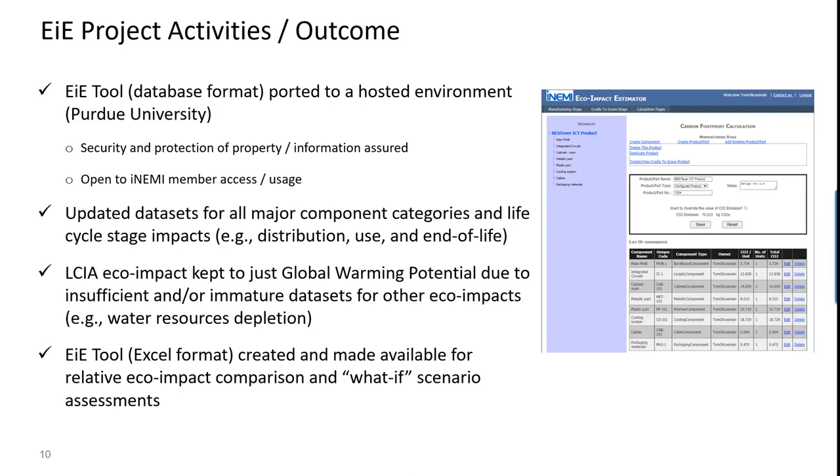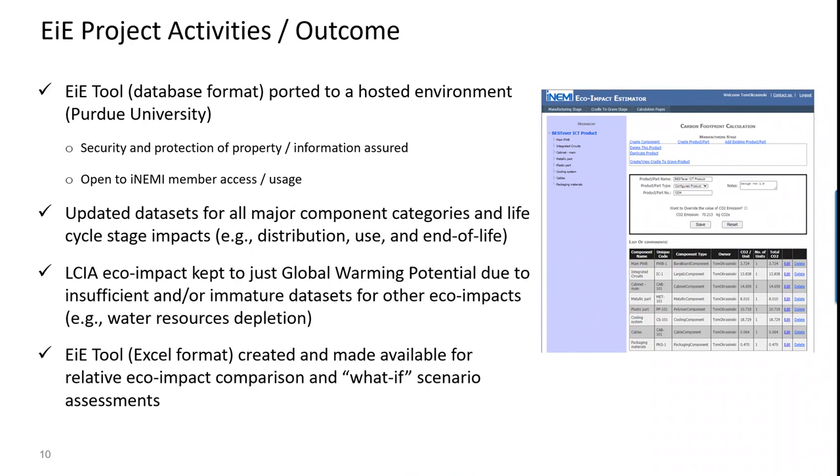Updating the data sets for all major component categories, as I mentioned, and those life cycle stage impacts that I mentioned. We did look at global warming potential advancements, some of the data sets available for that. We looked also at other eco impacts, energy use and water resource depletion. In particular, we wanted water resource depletion because many of our customers want to know that besides global warming potential.